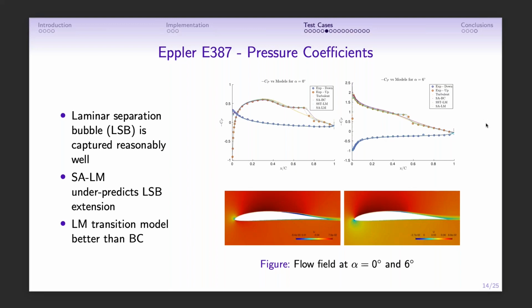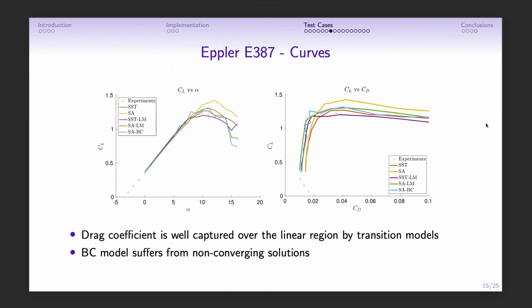So here is for 0 degrees angle of attack, here is for 6 degrees angle of attack, and we can see that transition really works. But we can also see that, with respect to the BC transition model, which has already been implemented in SU2 and is an algebraic model, at 6 degrees angle of attack the prediction is much better for the LM model. So we can say that, being based on partial differential equations, it seems that it works, at least for now.